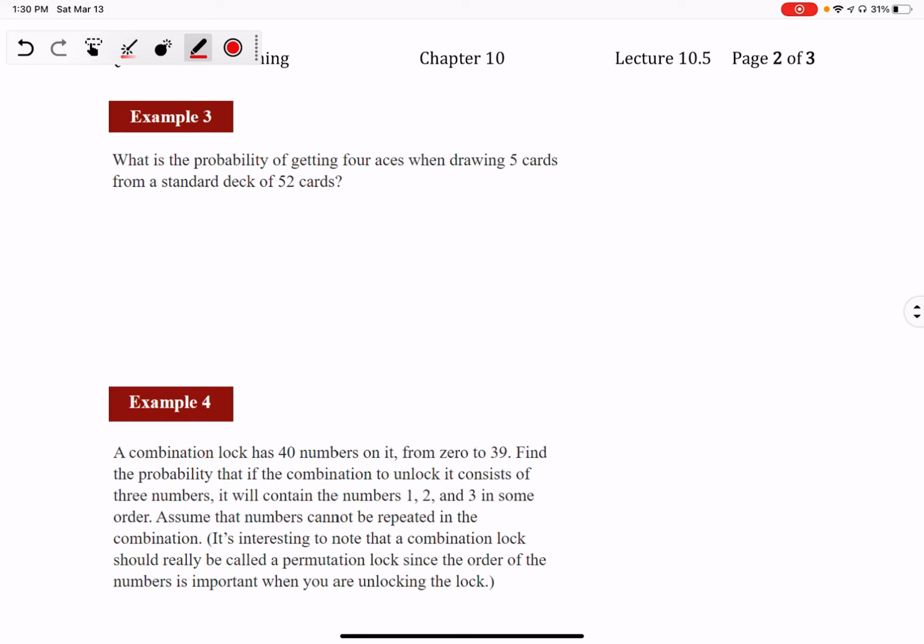First, we'll figure out how many 5-card hands have 4 aces. The key observation is that we need to get all 4 aces in the deck. There's only one way we can do that. So after we have our 4 aces, we still have to choose a 5th card. That means that there are 48 other cards left in the deck. Using the fundamental counting principle, there are 1 times 48 possible hands that have 4 aces.